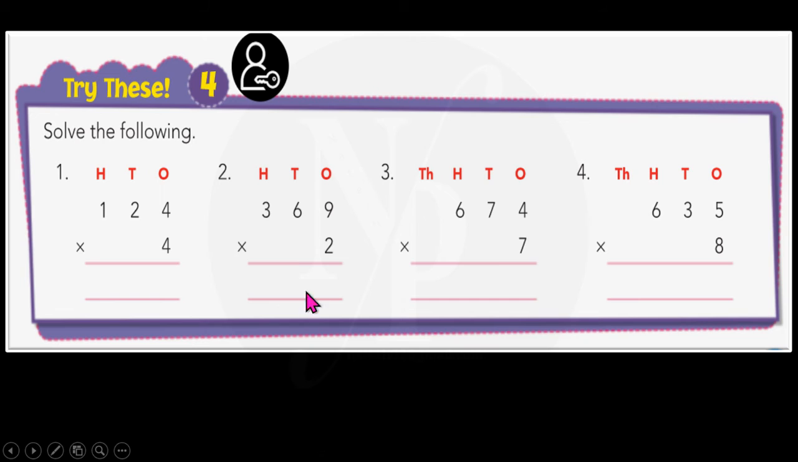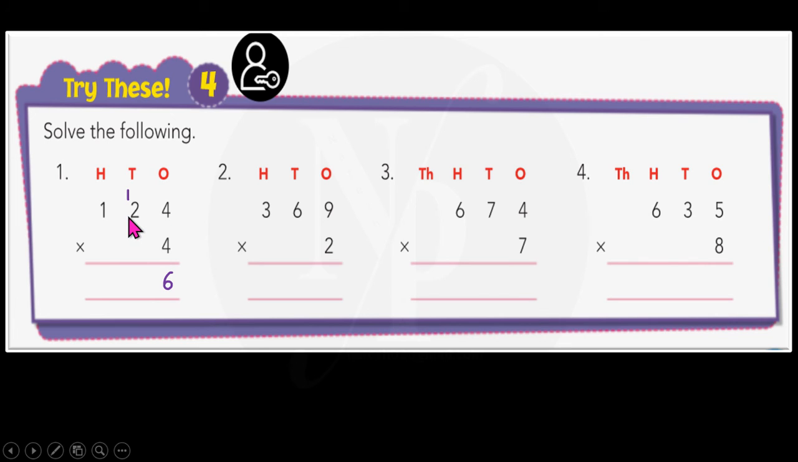So in try these number 4, we have 4 multiplication problems. So all the 4 are 3-digit numbers multiplied by a 1-digit number. Let us solve this. So here we have to multiply 4 ones by 4. So 4 fours are 16. 16 ones are regrouped as 1 ten and 6 ones.